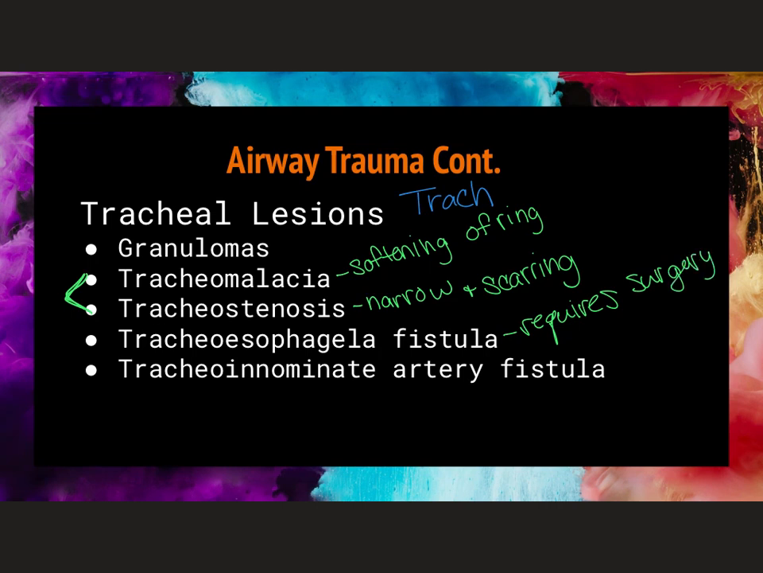And the last one is tracheoinnominate artery fistula. And we will go over pictures so that you have a visual with this. So what are some symptoms that you would see with an artery fistula? So hemoptysis, dyspnea, and cyanosis.